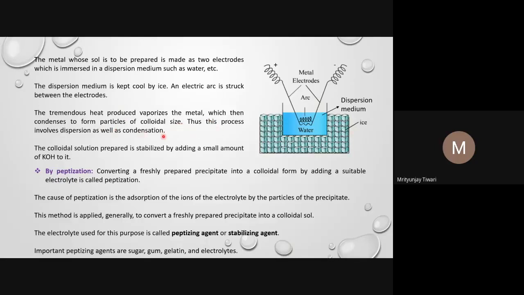Thus, this process involves dispersion as well as condensation. So, initially it is dispersion. So, from the solid rod, the definite, separated atoms will be dispersed. Now, these atoms will be condensed to form the colloidal size particles. So, one can say this is dispersion cum condensation method. So, the colloidal solution prepared is stabilized by adding a small amount of potassium hydroxide to it.